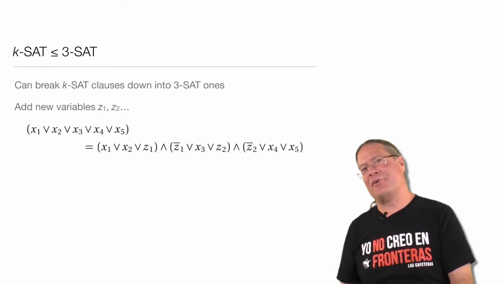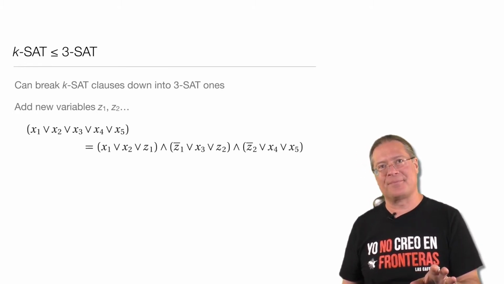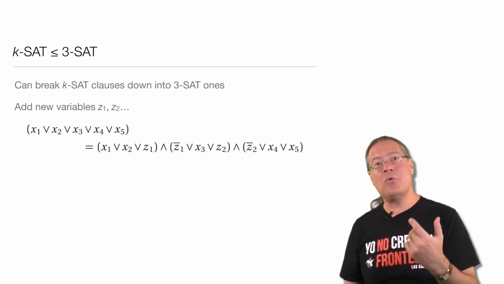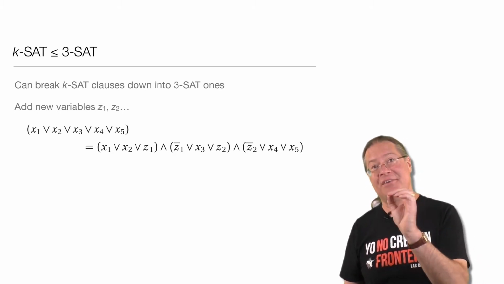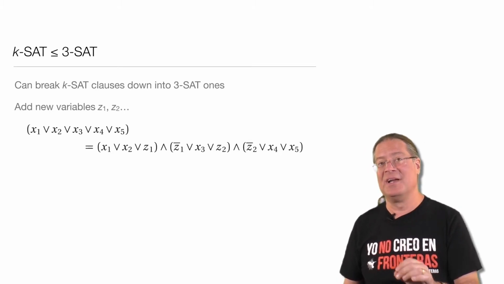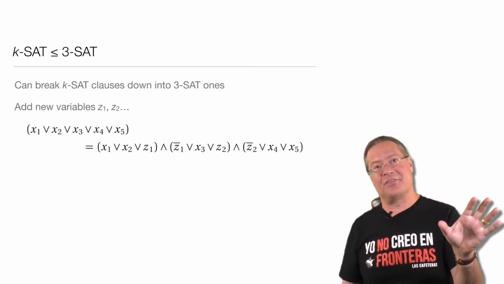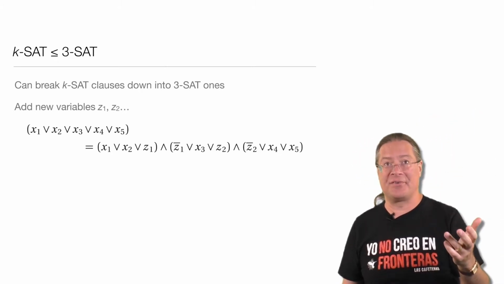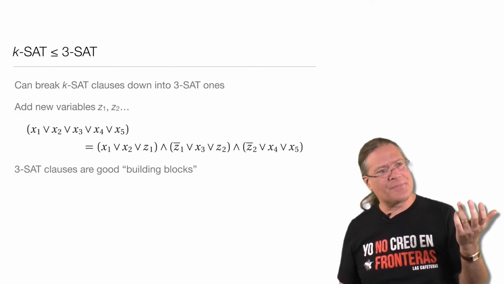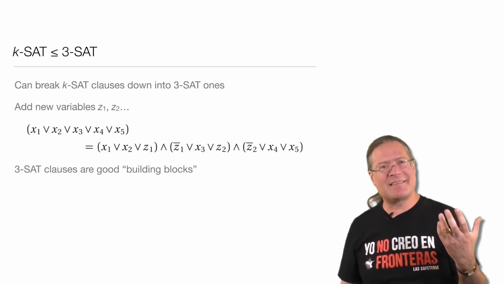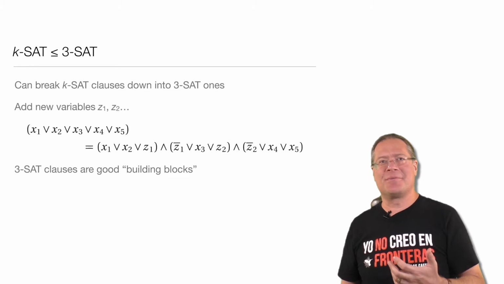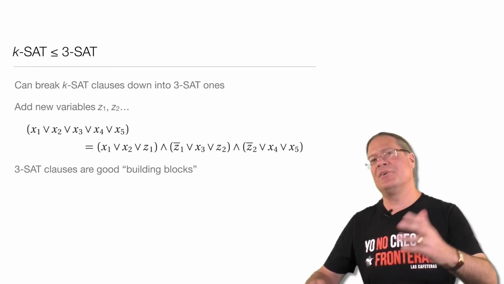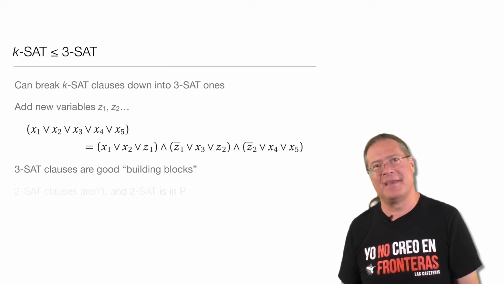I'm going to leave this for you as an exercise to check that it works. But in fact, if you play with it, you'll see that there's no way to set these variables, including z1 and z2, so that all 3 of these things are true unless at least one of those 5 variables is true, and vice versa. So 3-SAT, again, it's a powerful building block. You can go to the hardware store, buy a couple dozen 3-SAT clauses, and build all kinds of logical relationships.